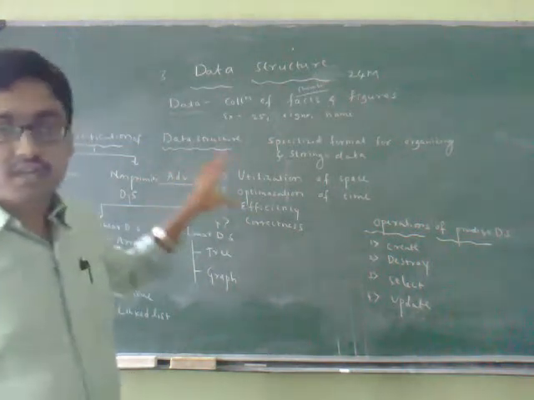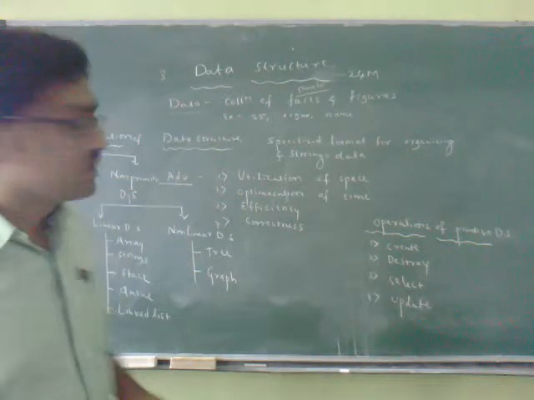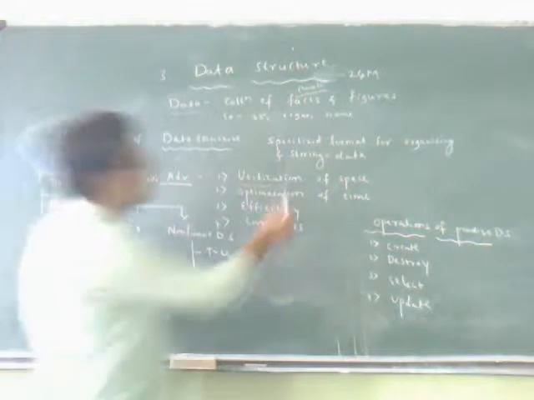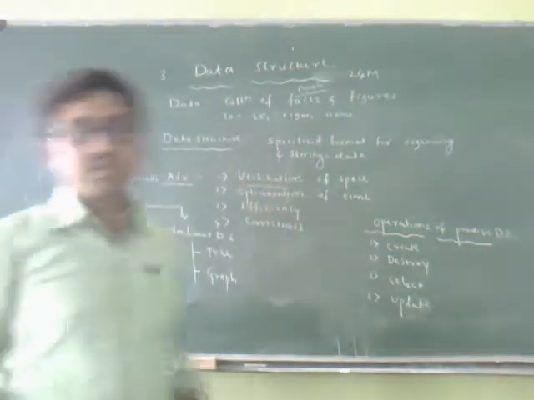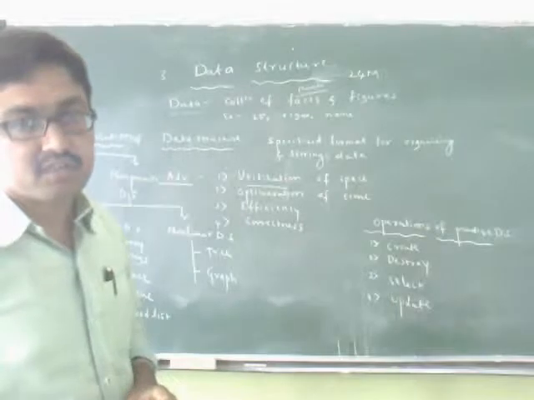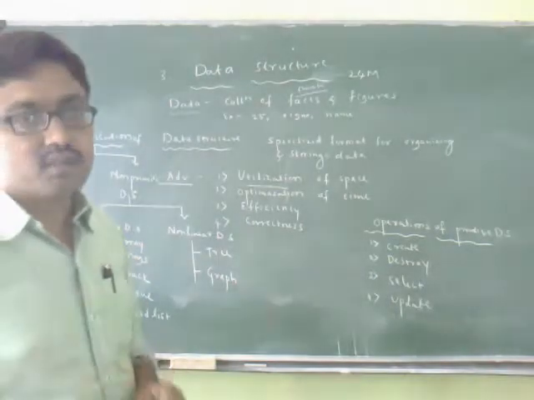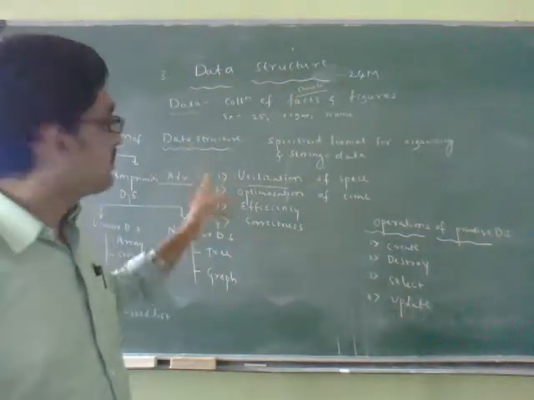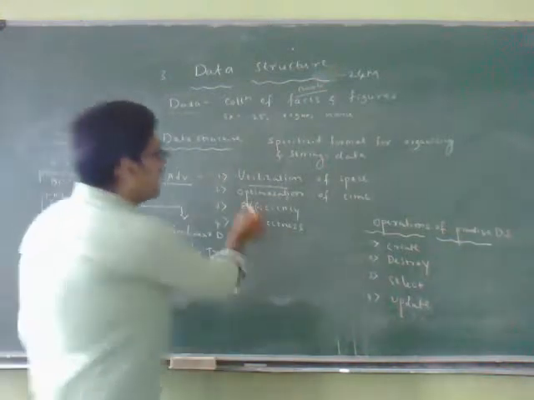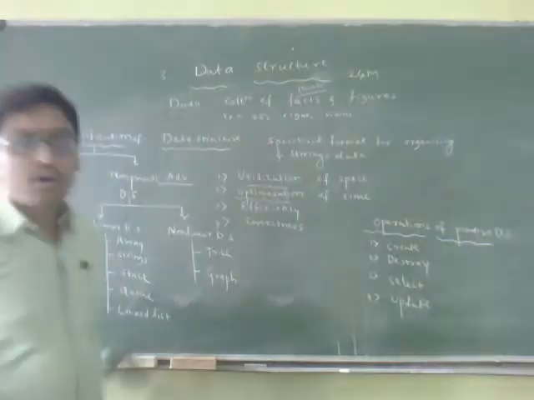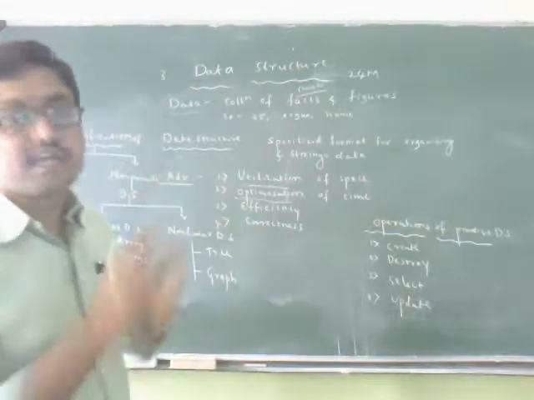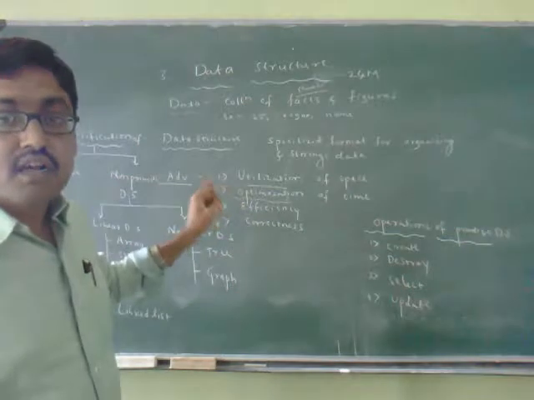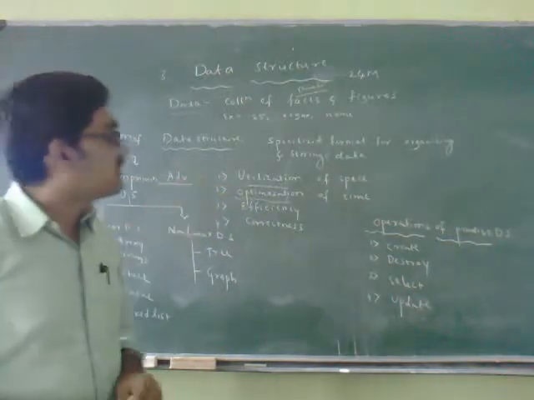Explain the advantages of a data structure. The first advantage is utilization of space. Utilization of space means you can save space in the computer by using data structure. It takes less space to store the data. That is the first advantage. The second advantage is the optimization of time. Optimization of time means you can reduce the time for processing the data. That is also the second advantage of a data structure.